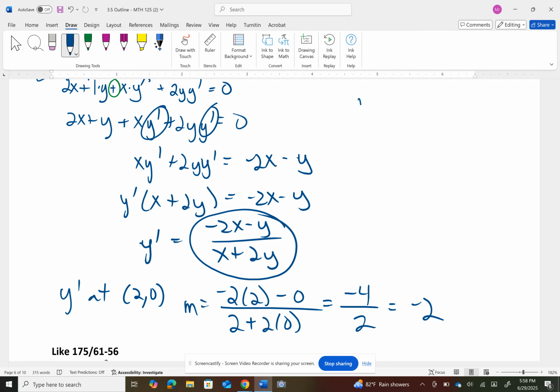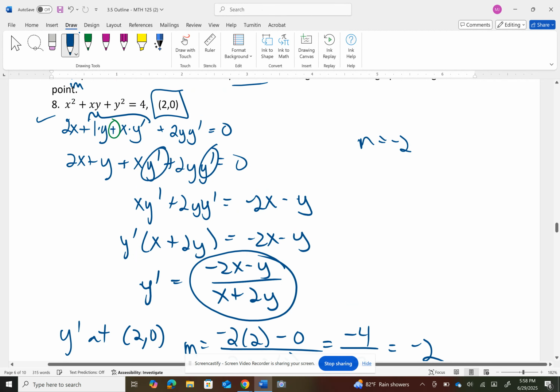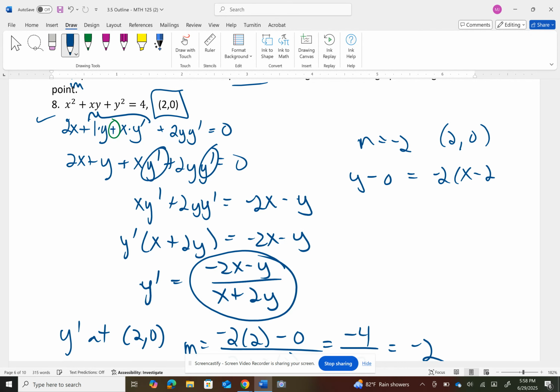Then we'll come back up here and we'll think, okay, so we know the value of the slope at 2, 0 is negative 2, and we have this point, so we can find the equation of the line. Okay, and we wind up with y equaling negative 2x plus 4 for our final answer on number 8.